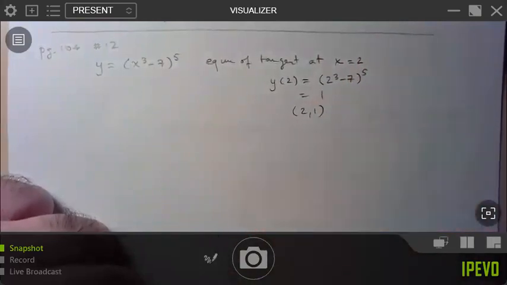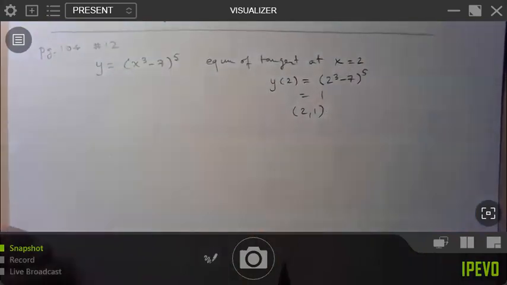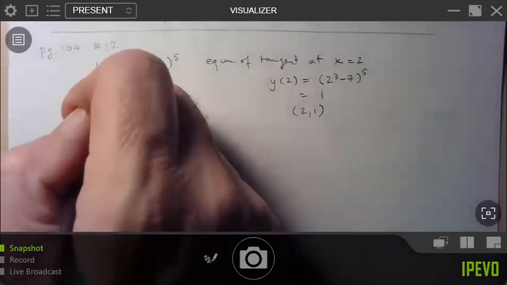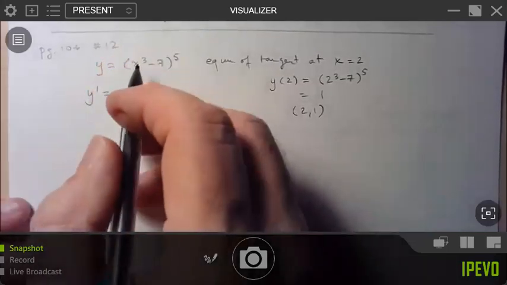The other thing we need is the slope of that tangent line, and that we're going to get by finding the derivative. And here, I just need to find this derivative.